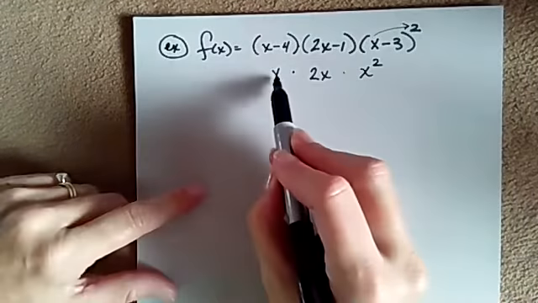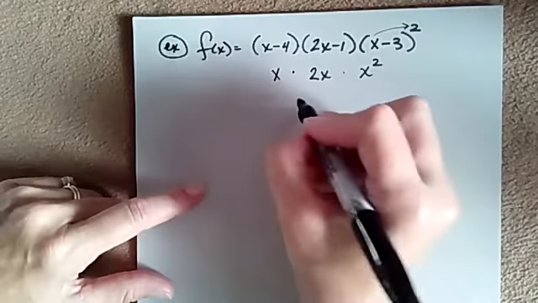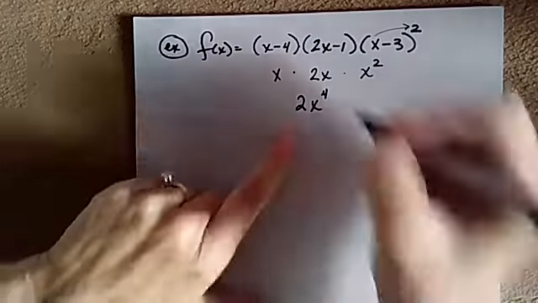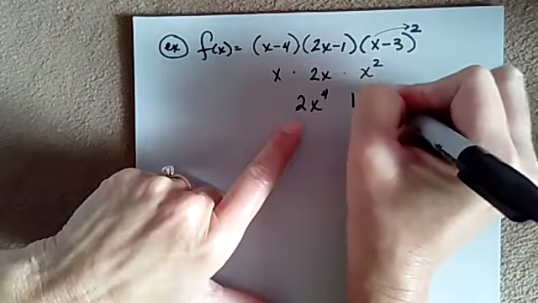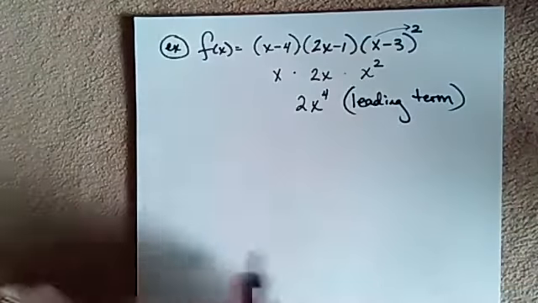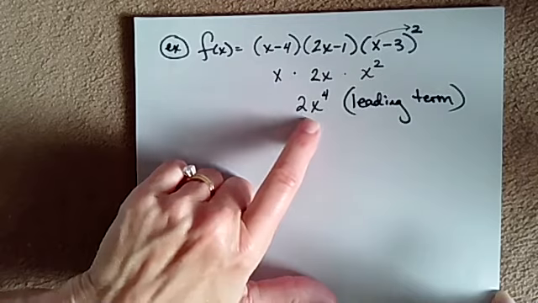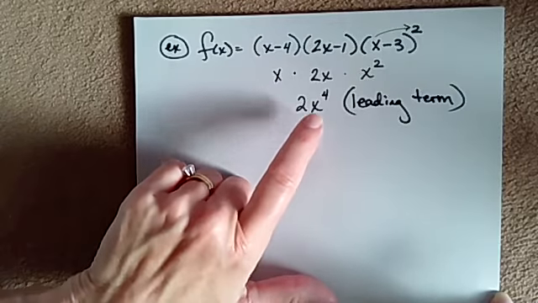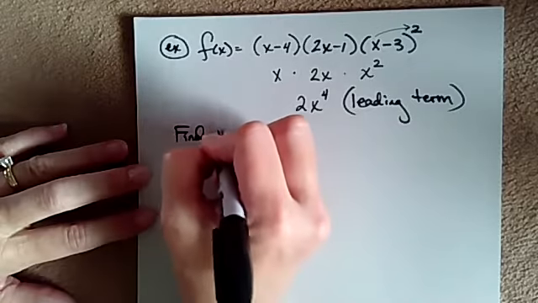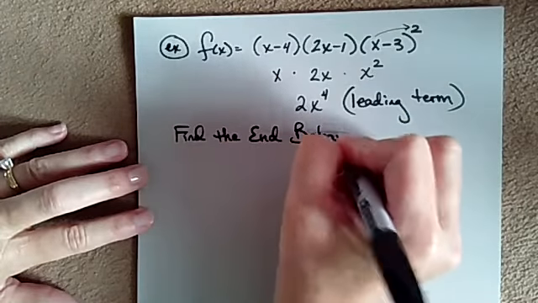If you multiply the leading term of each individual factor together, you get 2x to the 4th. This is the leading term. If you wanted to come off to the side and multiply this completely out, it would be a very long polynomial, but this would be your leading term. Once again, for end behavior, this is all you need. So if I asked you to find the end behavior, we're just going to look at 2x to the 4th.